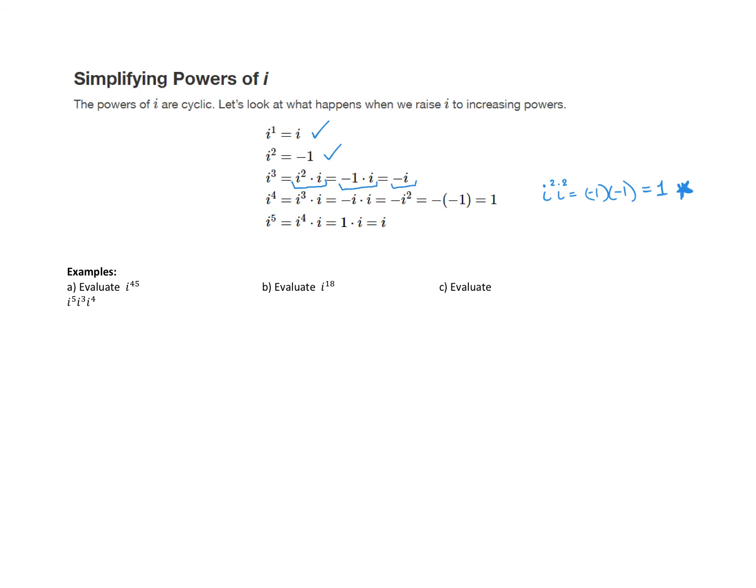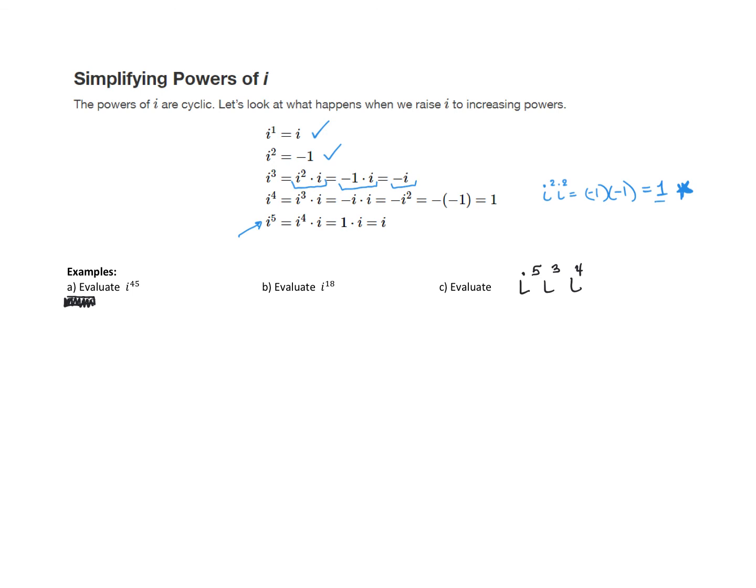And then what you'll notice is that after i to the fourth, things cycle through. So i to the fifth would be i to the fourth times one more i, but i to the fourth is 1.